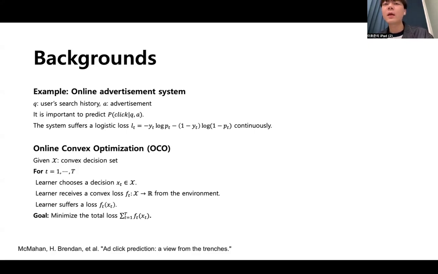Online learning can efficiently adapt under certain constraints, such as having a convex decision set and convex loss function. This scenario is known as online convex optimization. To formulate this, let large X be the decision set, assumed to be convex, and for T rounds, the learner chooses a decision and receives convex loss from the environment. And the goal is to minimize the total loss over T rounds based on past losses.